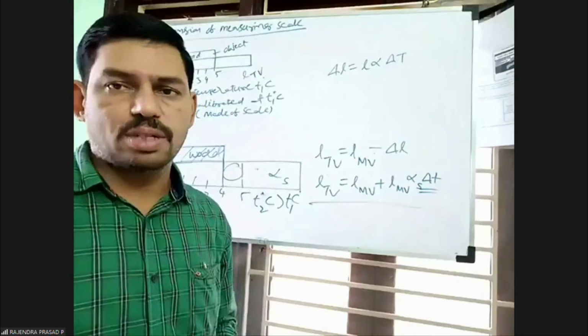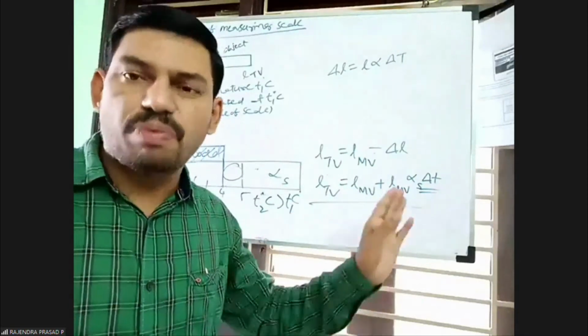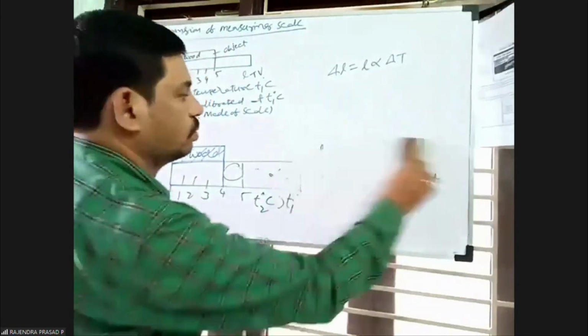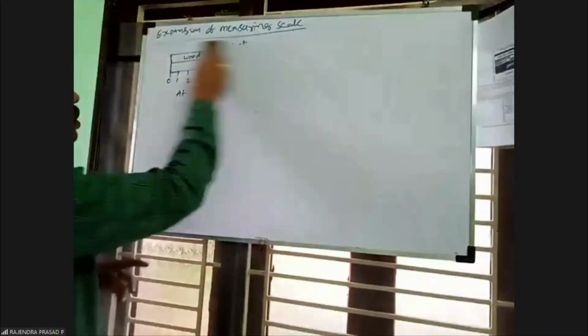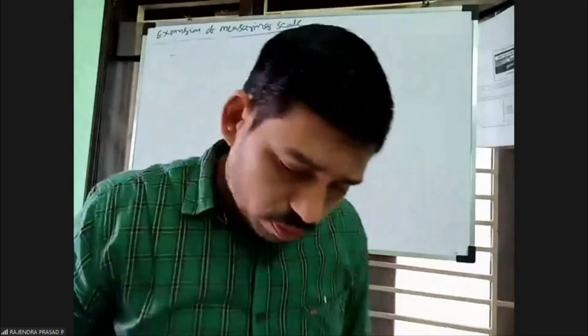So next class we'll continue again. Just to briefly explain the formulas, the error in units and measurements: error equals L alpha delta T. Temperature increases, error added. Temperature decreases, error subtracted. Error means L alpha delta T, the change in length.